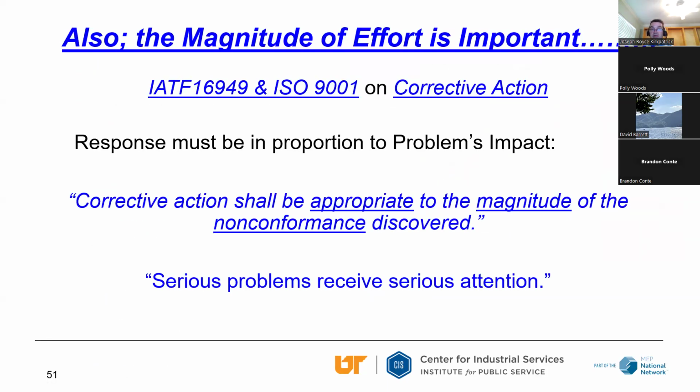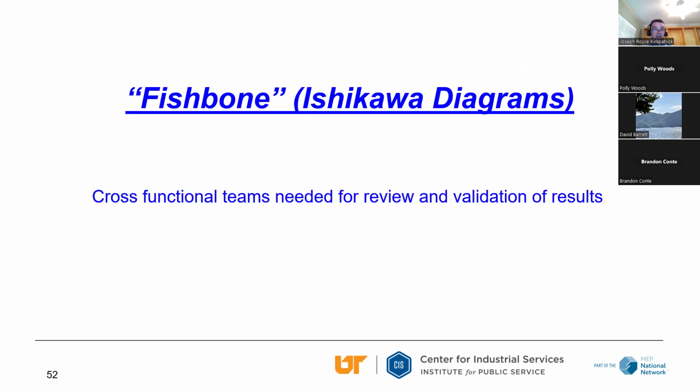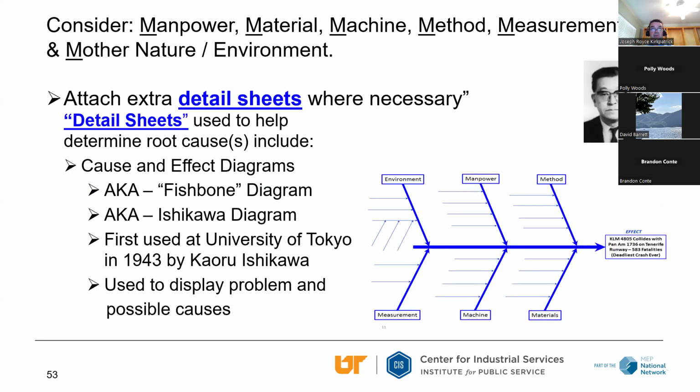The magnitude of the effort is important. ISO and IATF both say the same thing: serious problems receive serious attention. Corrective action shall be appropriate to the magnitude of the nonconformance discovered. Fishbone diagrams are an example of a way to analyze the situation or get more data. Usually you have manpower, material, machines, method, measurement, Mother Nature.